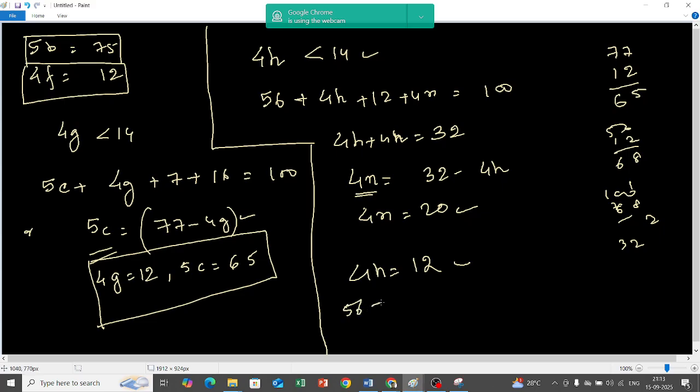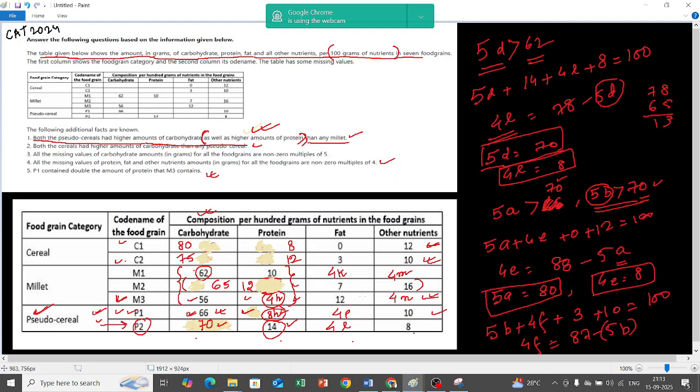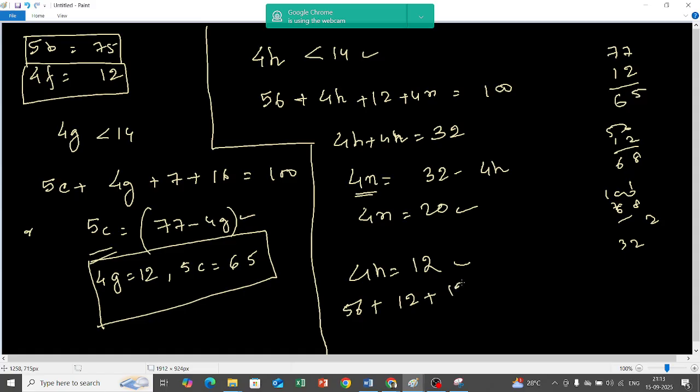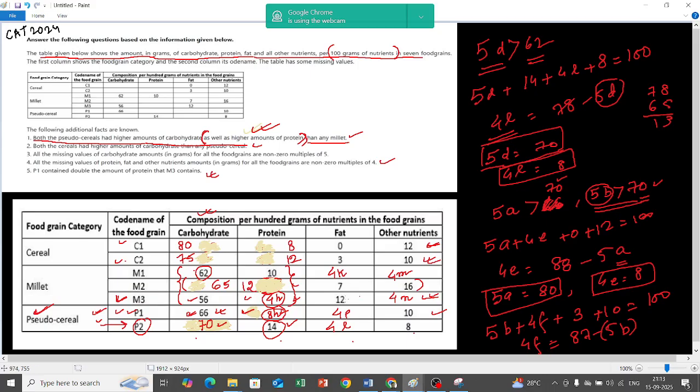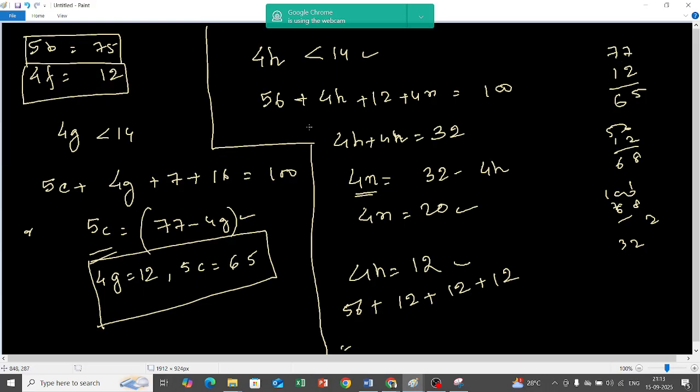So we have 56 plus 4h is 12 plus 12 plus 4n is also 12. See, the whole thing has to be 100, right? If I add all this, it should be 100. So 56 plus 4h plus 12 plus 4n equals 100. Or 4h plus 4n, 68, and if we subtract it from 100, is going to give me 32. So 4n is 32 minus 4h.